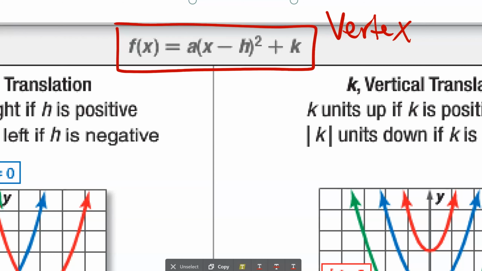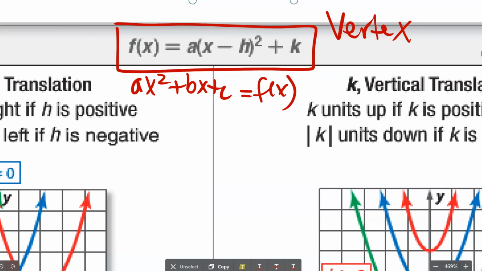Okay, perfect. Thank you. And I will write ax squared plus bx plus c, f of x equals this. So this is the quadratic form, this is vertex form. I'll write f of x equals a times x minus h, squared plus k.